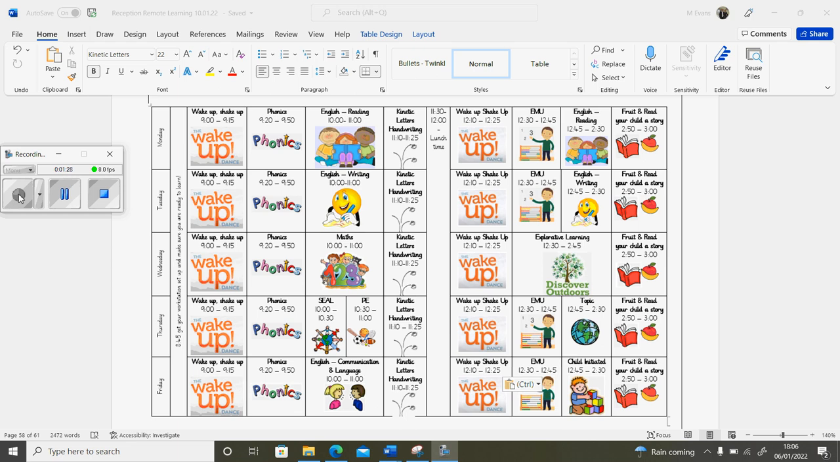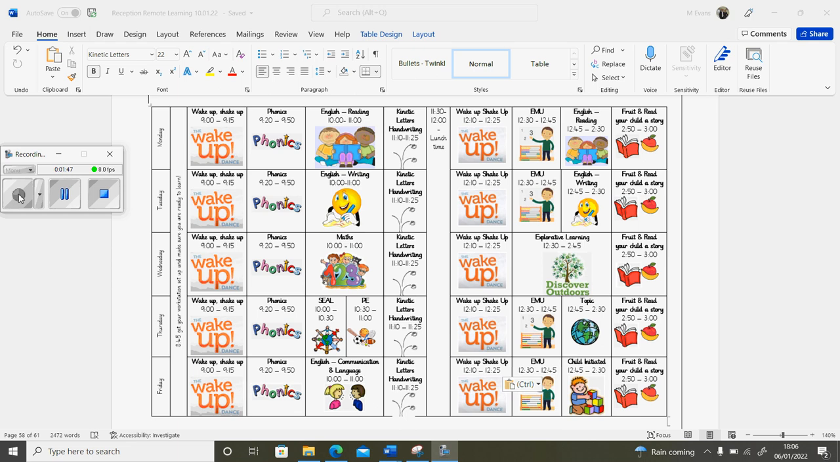So Tuesday is our writing focus. So once we do all our reading on a Monday, that prepares us for our writing. So we've got wake up, shake up. Then we've got our phonics. And then this week, as well as last week, linked to Goldilocks and the Three Bears, we are going to be writing captions and labels.